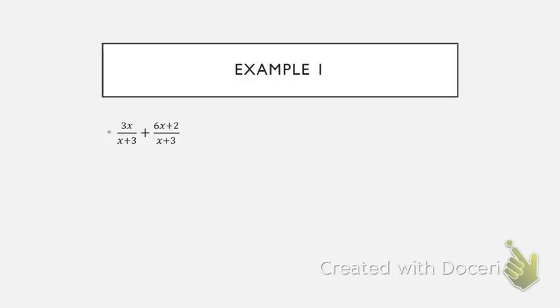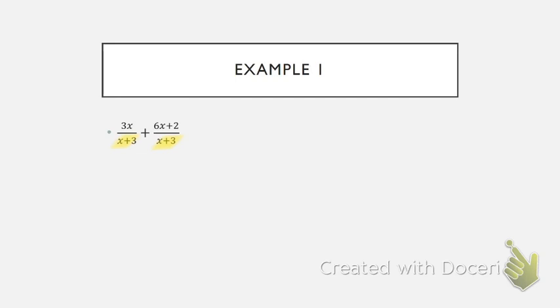Okay, so back in middle school, when you were learning how to add and subtract fractions, we needed a common denominator. So in order for us to add these rational functions, the denominator must be the same on both fractions. If you look at the denominator of the first fraction, we have x plus 3. If you look at the denominator of the second fraction, we also have x plus 3, here and here. So we already have a common denominator.